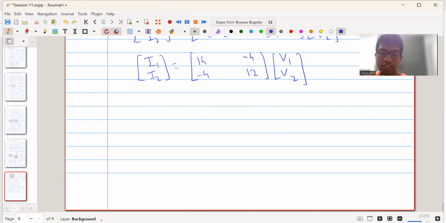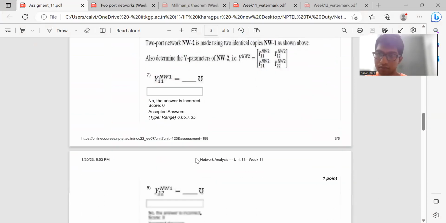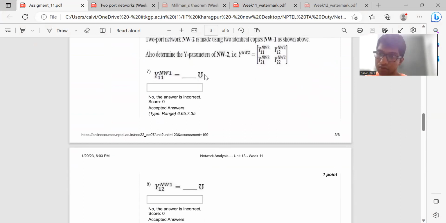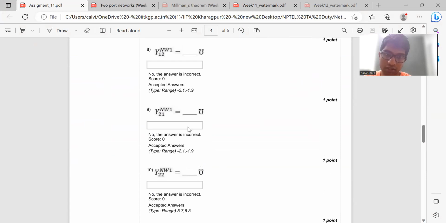So we will just check the answers. Y11 of network 1 is equal to 7, and this is in terms of mho. That is admittance. See, this is an admittance parameter. So you must remember mentally that the dimension of this is in terms of mho, in terms of admittance. Similarly, we got this, minus 2, minus 2.